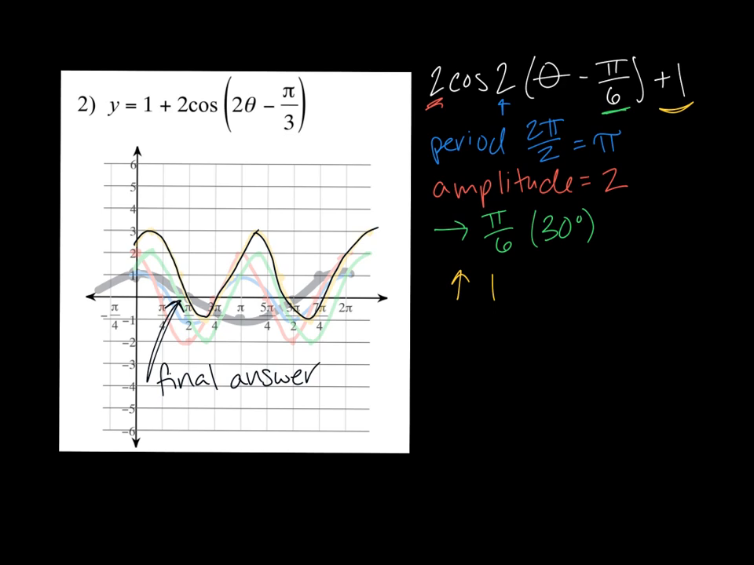I find that it really helps me to have this all labeled out first. Then I just kind of know what I'm doing. Again, you want to do any period or amplitude changes first. Then you want to do the phase shift and the vertical changes last. So I hope this made it a little bit clearer for you guys.